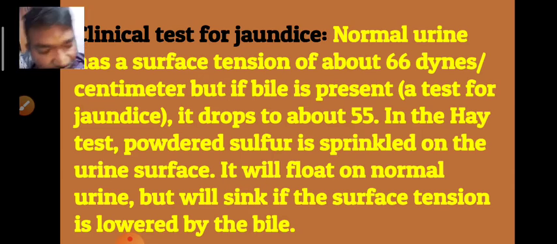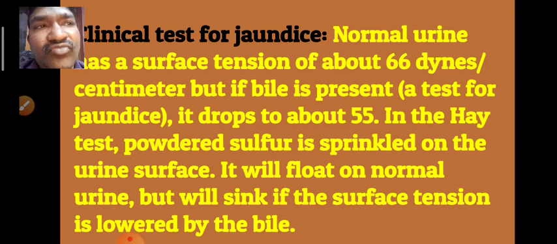This surface tension is also used to test for jaundice. Look, normal urine has a surface tension of about 66 dynes per centimeter. High surface tension is there for the urine of the normal person, and it drops to about 55 in the people who are suffering with jaundice. So in the urine of people suffering with jaundice, surface tension is 55, and in normal urine surface tension is 66 dyne per centimeter.